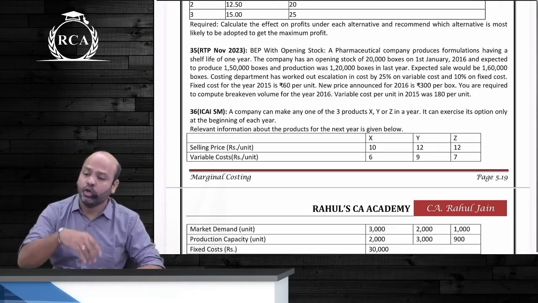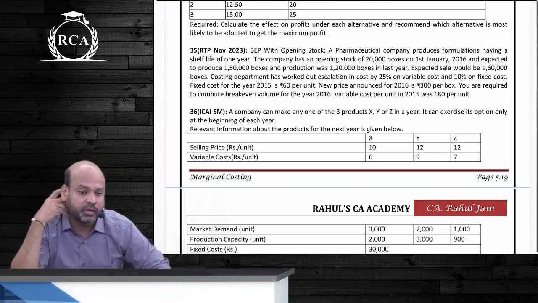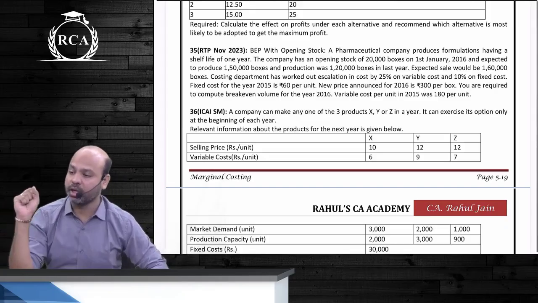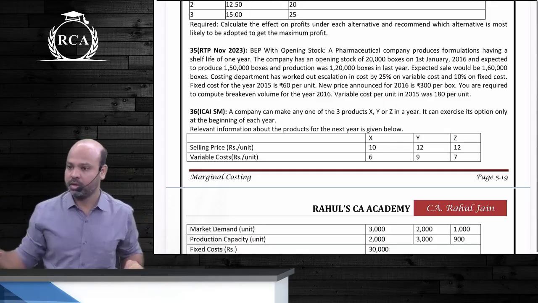Guys, you have all the details available with you. The only new point that we are learning here, guys, is that there is an opening stock. All right, you should figure out how to arrive at the amount of break even point with that opening stock. Pay attention now.